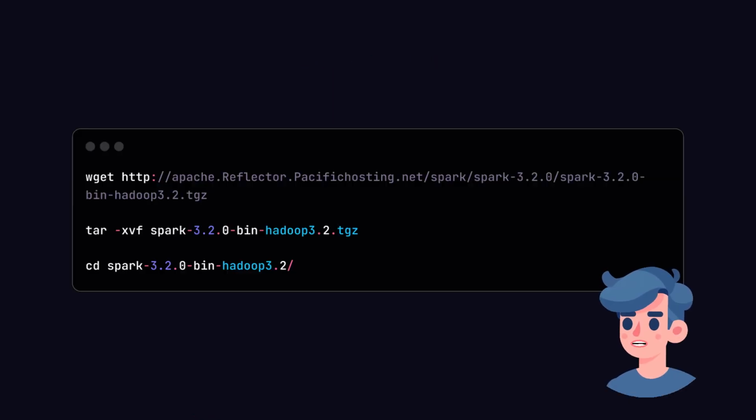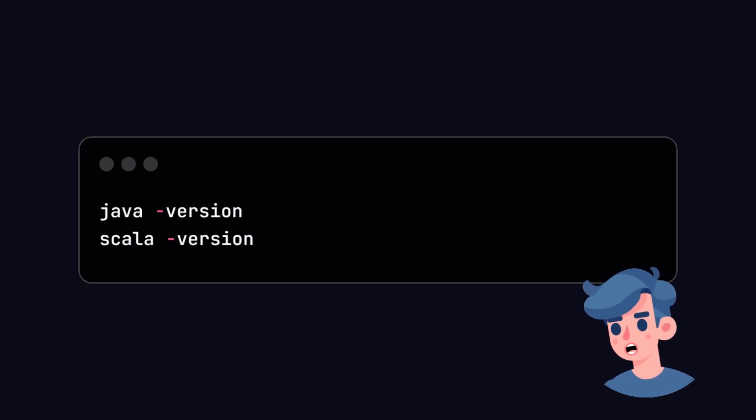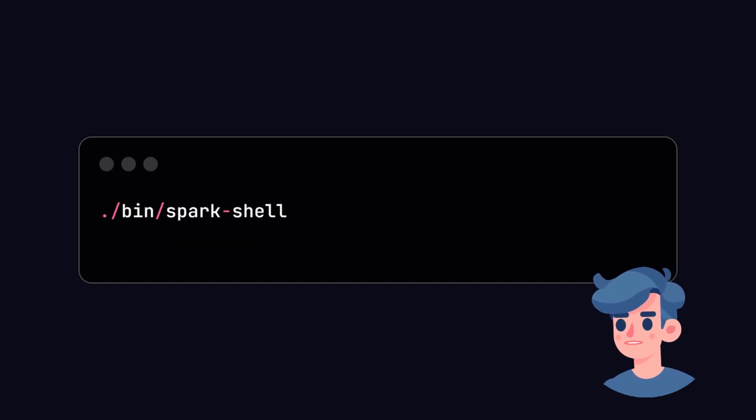Let's get started by setting up our Apache Spark environment. You can run Spark locally or on a cluster. For this tutorial, we'll set up Spark in our local environment. Make sure you have Scala and Java JDK installed as Spark runs on both of these technologies. Verify your installations using the following commands. Once installed, you can launch the Spark shell to ensure everything is working correctly. To do so, run the following command.